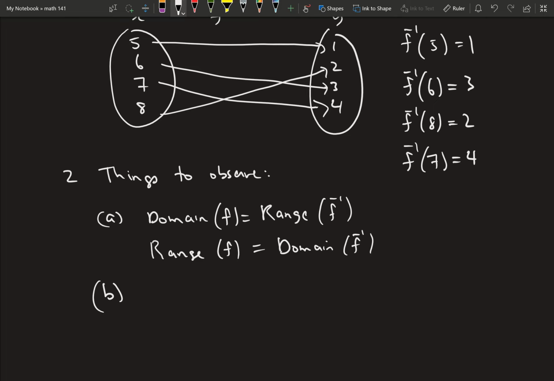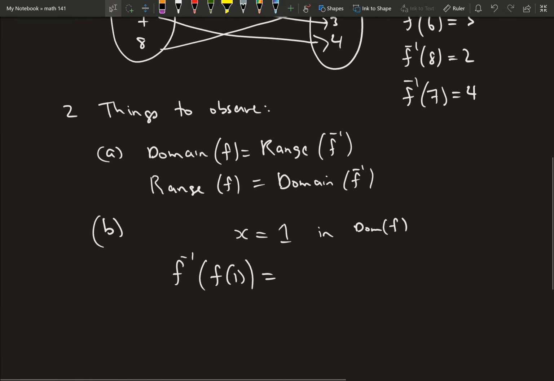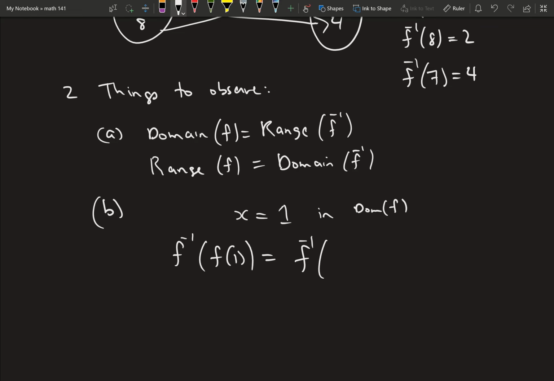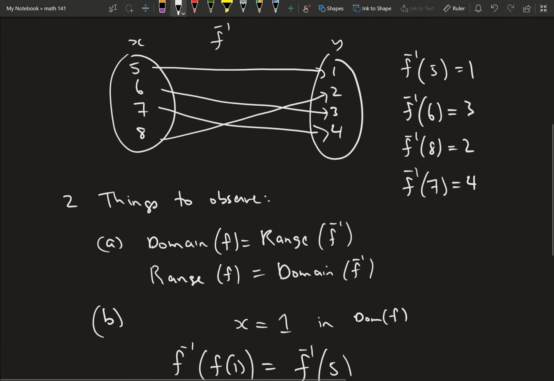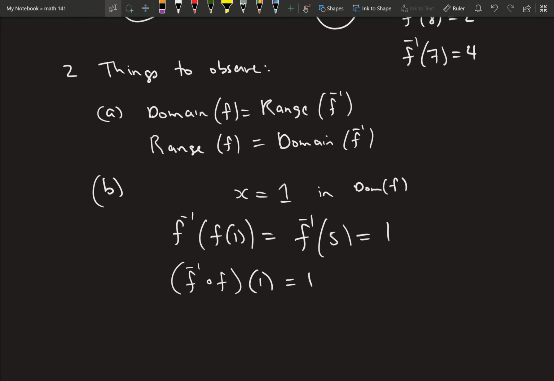And the second thing that happened was, suppose you started with an x. So if you had x equals, say, 1, which is in the domain of f, then f inverse of f of 1, well, what was f of 1? f of 1 was 5. So f inverse then would be applied to 5. What is f inverse of 5? Well, that went back to 1. So we have f inverse composed with f of 1 being 1. And this is going to be true for any x in the domain of f.